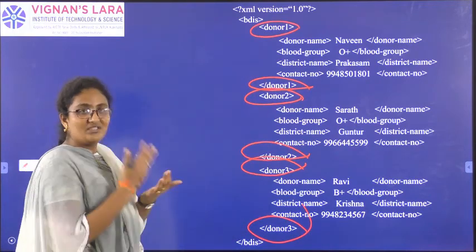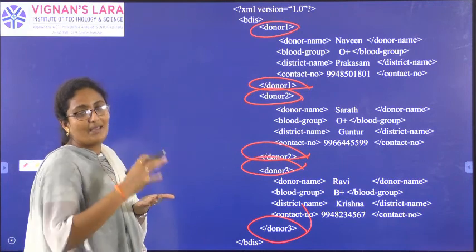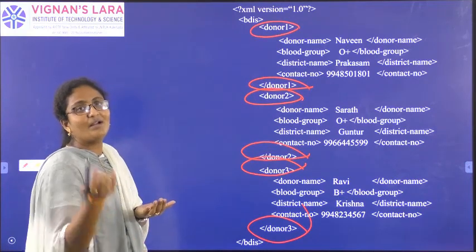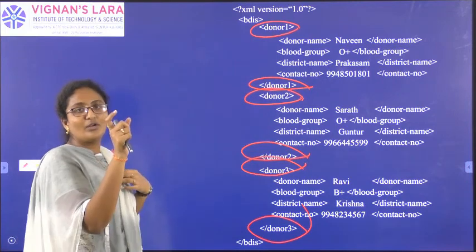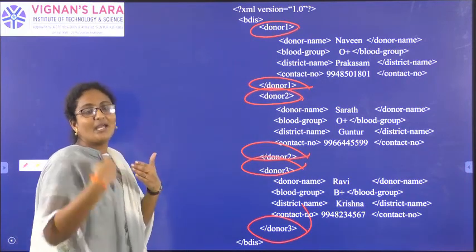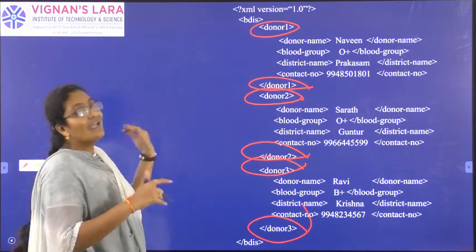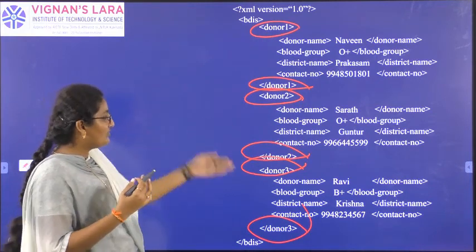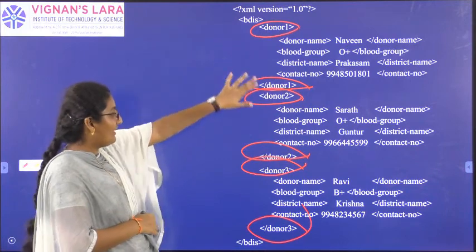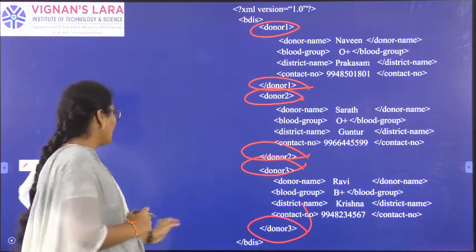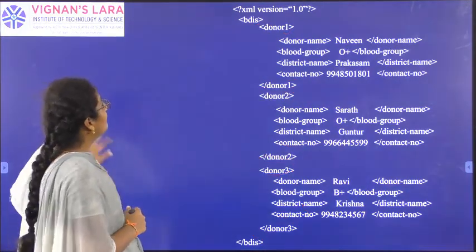So logic 1, logic 2, logic 3 are the same and we can implement any one of them and all are correct. But what we are specifying, first only the root element BDIS, then we came up with the donor concept. Then again we are specifying donor 1, 2, 3. So if you have 10 donors in your database, you should mention 1, 2, 3, 4 and write the same program. So this is logic 3.